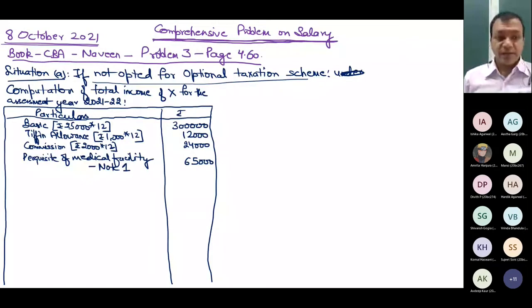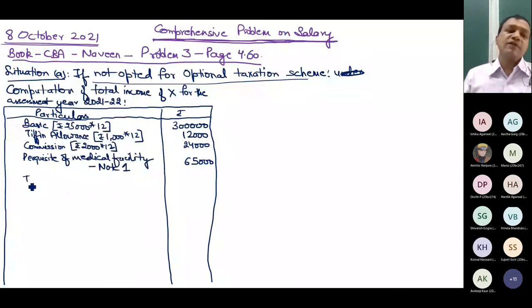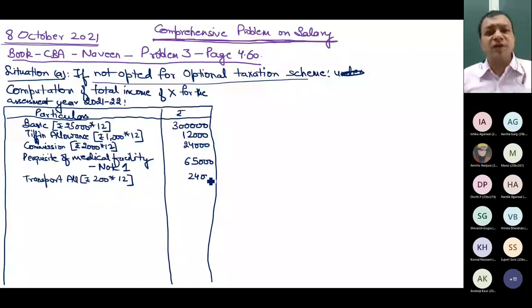Transport allowance. Next point, transport allowance. Can you tell me the treatment of transport allowance? Fully taxable. Why? Because exemption of transport allowance is available only for differently abled people. If nothing is mentioned, I am assuming a normal situation that the person is not differently abled. So there is no exemption of transport allowance. If you assume that the person is differently abled, you can claim some exemption here.